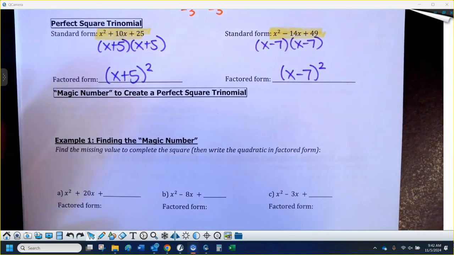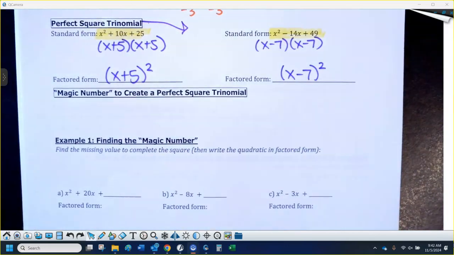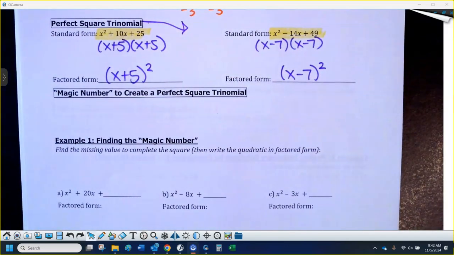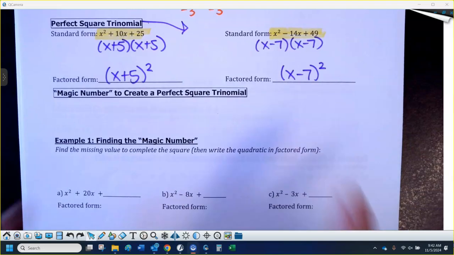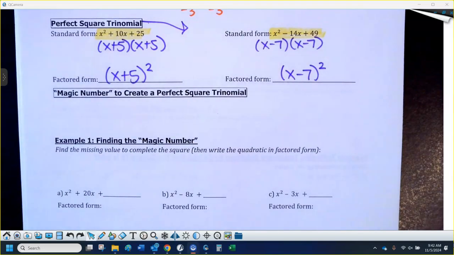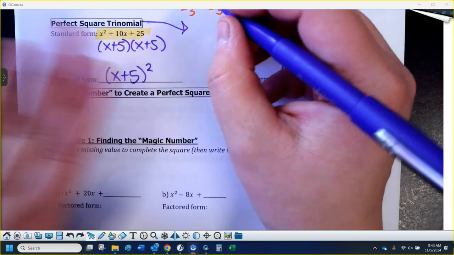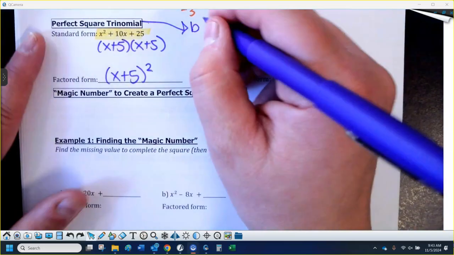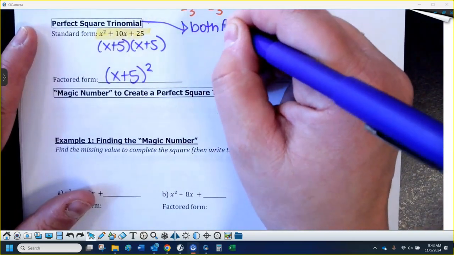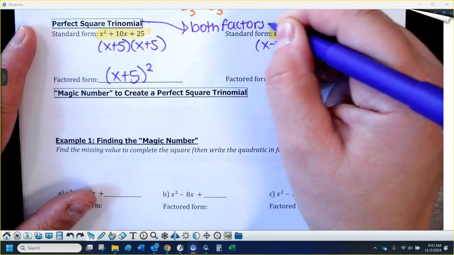So if I asked you to tell me what's the definition of a perfect square trinomial, what do you think it means? If you had to look at those 2, what do they have in common? Say that again? C is a perfect square. That will always happen. That's true. Only requirement here, C will be a perfect square. Perfect square trinomial means both factors are the same.